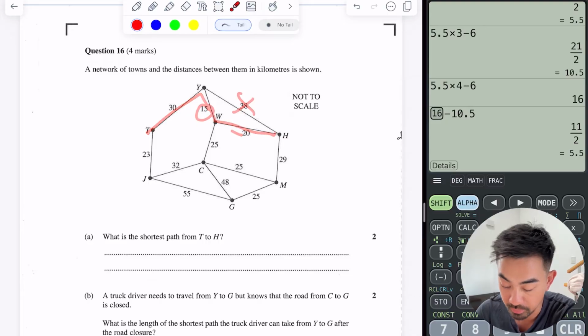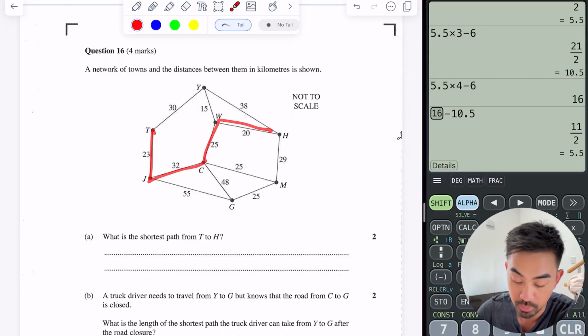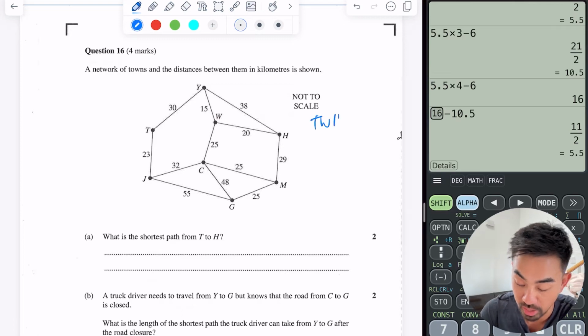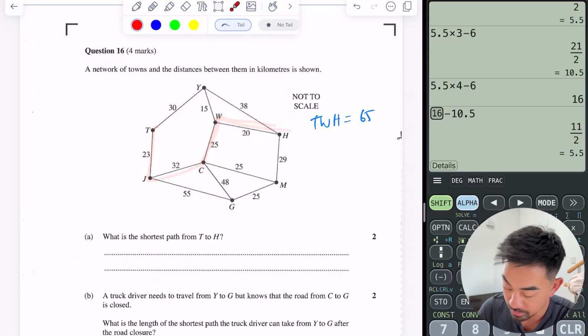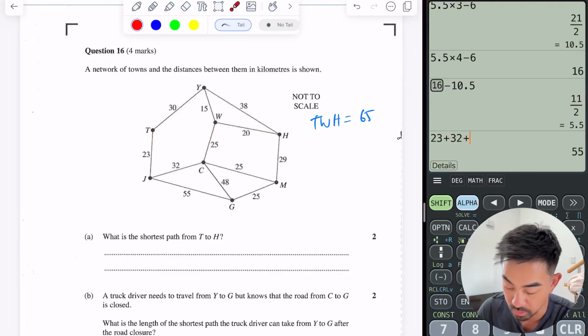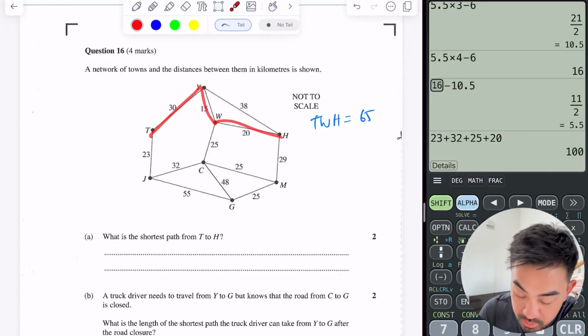So that's a possibility. I think if I come down here, that's 23 already. I could do this. Oh, let me write this down actually. I'm going to lose track. So TWH is, what's that? 30 plus 35, 65. TWH, I think that's the only small one. So let's just test this out. So what's this? 23 plus 32 plus 25 plus 20. That's 100. That's no good. So I think the shortest path is this.